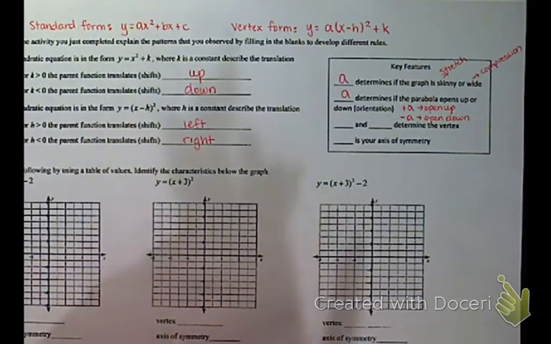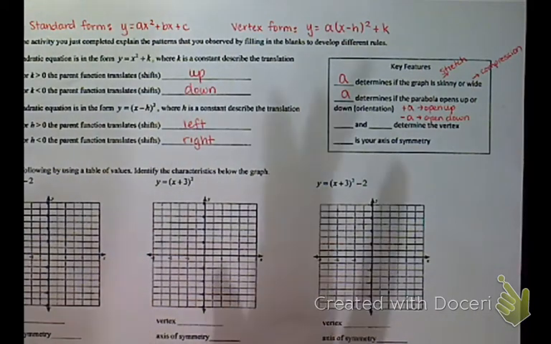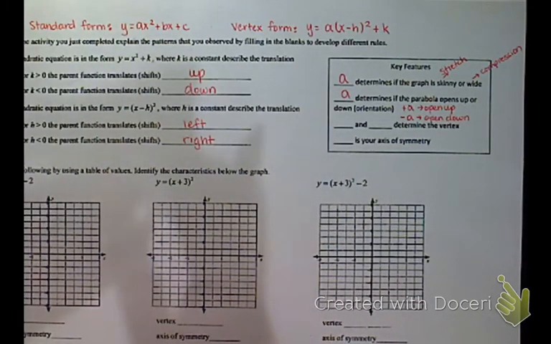Now, when you're determining compression or stretch, you just look at A. Don't worry about if it's positive or negative. You are just looking at the number. The positive and negative, you deal with the orientation, so whether it opens up or down. Okay. Now, blank and blank determine the vertex. This is the new piece of information.